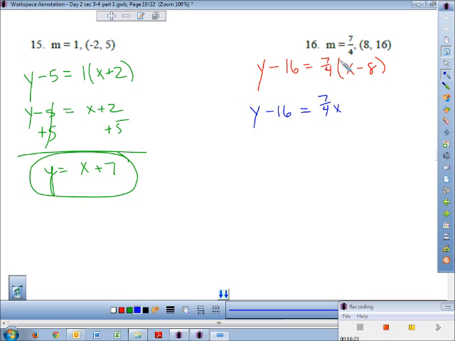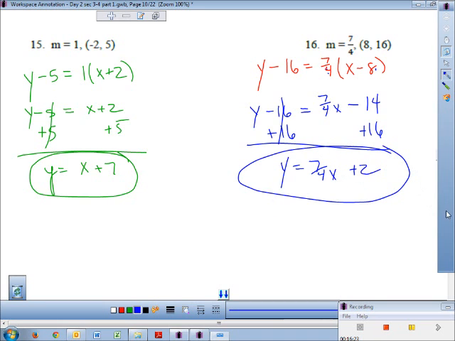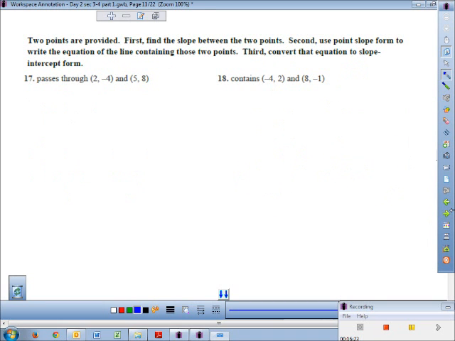Then figure out the sign next. 7/4 times negative 8 will be a negative number. Now think of them as all positives. 4 goes into 8 twice. Take that times your numerator and get 14. Now add 16 to both sides. Plus 2. Sweet.